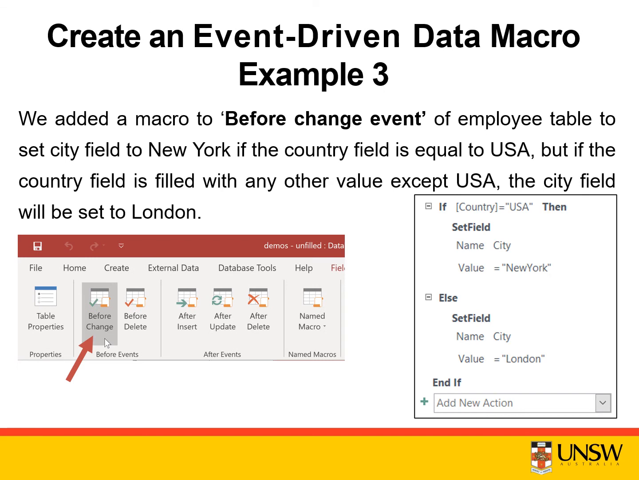In this example, we added another macro for the employee table, but this time for the before change event. The macro will set city field to New York if the country field value is USA. But if the country field contains any other value except USA, the city field will be set to London. Watch event-driven data macro demo in the next slide.